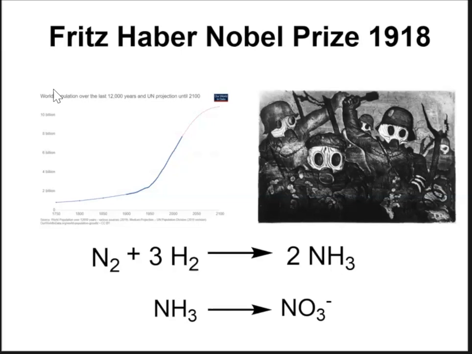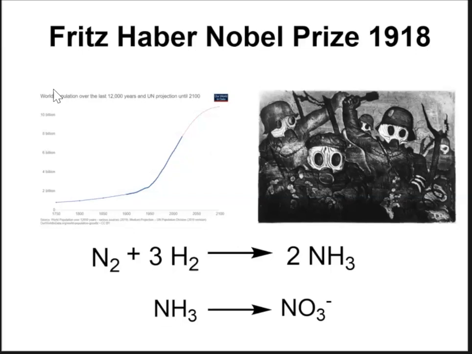He referred to it as bread from air, meaning being able to grow food from the air that we breathe. That was his plan. You can see the effect it has. Along with modern medicine, the population of the Earth around 1918, 1919 is about 2 billion, and by 2020 it's up to about 8 billion, and that's only possible because of the Haber reaction.